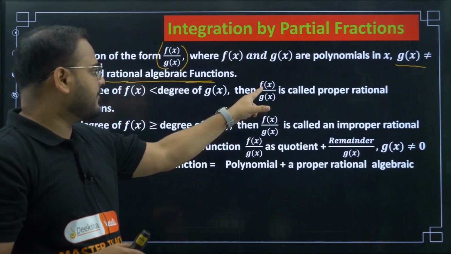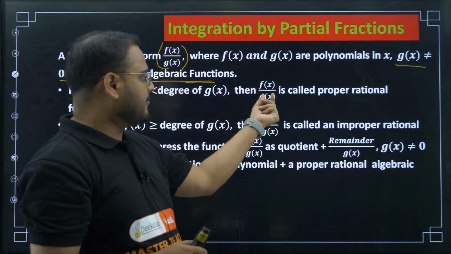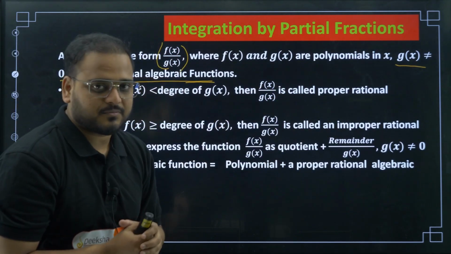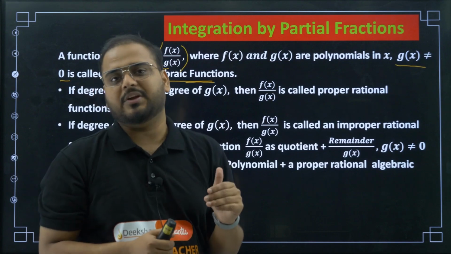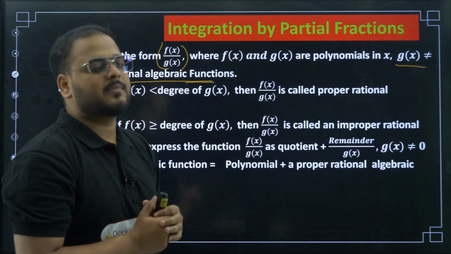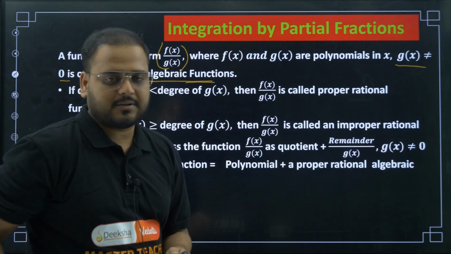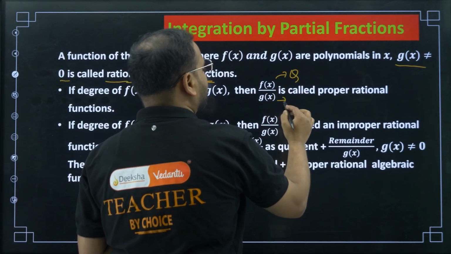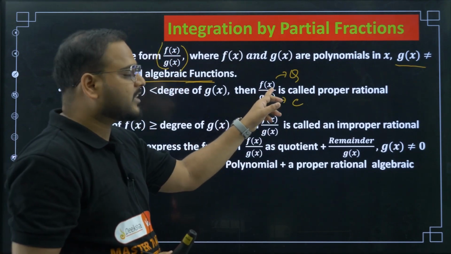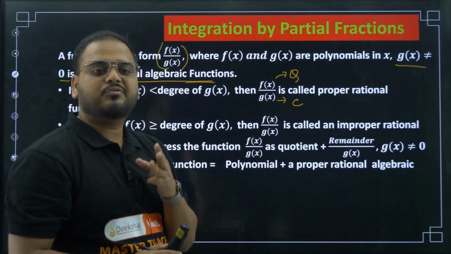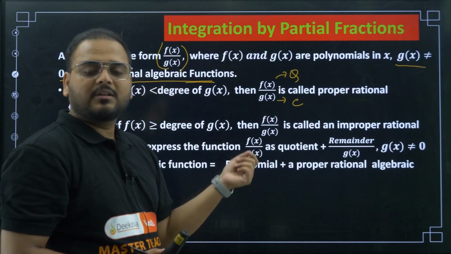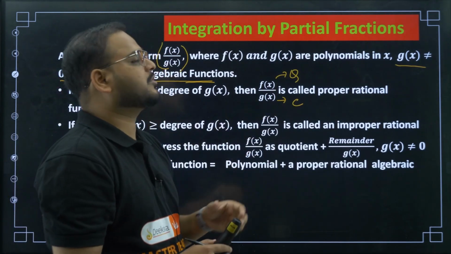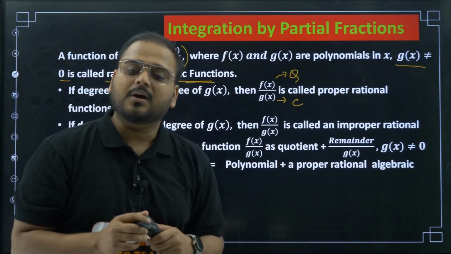Over here, we are talking about the degree of the numerator f(x). What is the degree? The highest power of the variable. For example, if f(x) is quadratic and g(x) is cubic, the degree of the quadratic form is 2 and for cubic it is 3. So the degree of f(x) will be less than the degree of g(x). In that case I can call this function a proper rational function.